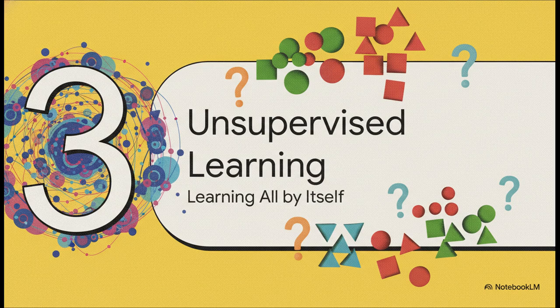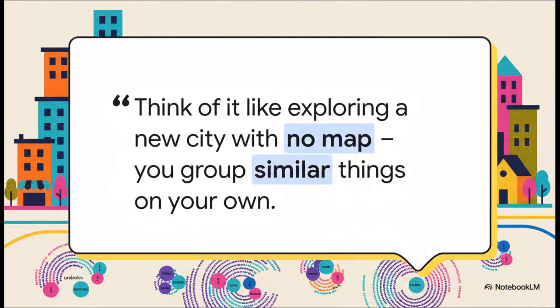In this case, the AI is basically thrown into the deep end of the pool and told to figure out how to swim on its own. The absolute best way to picture this is to imagine you're dropped into a brand new city, but you don't have a map. You wouldn't know the official names of the neighborhoods, right? But you naturally start to cluster things together. You'd think, okay, this area seems like the shopping district, or, that area over there feels all residential. The AI does the exact same thing with data. It finds hidden patterns and creates its own groups from scratch.